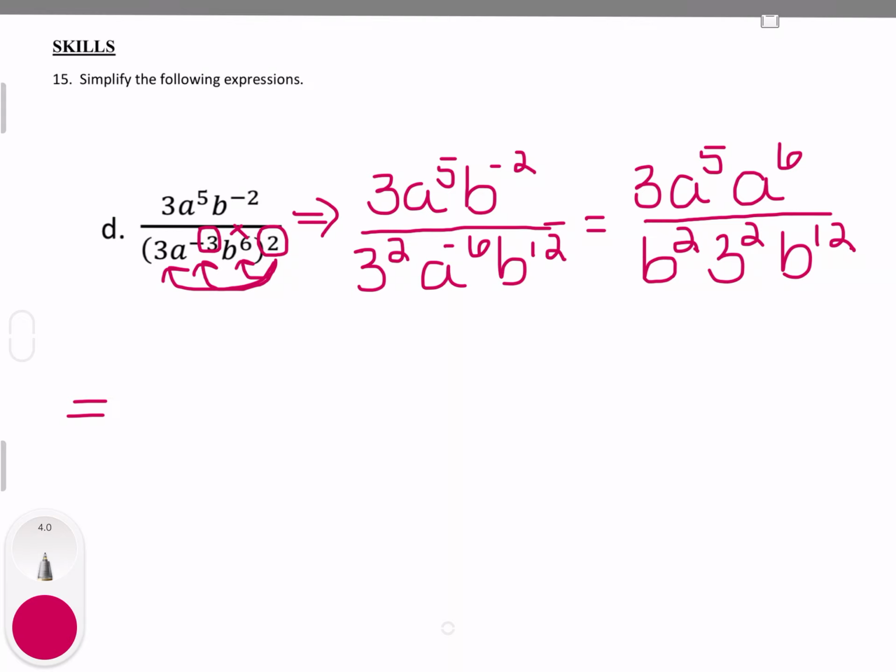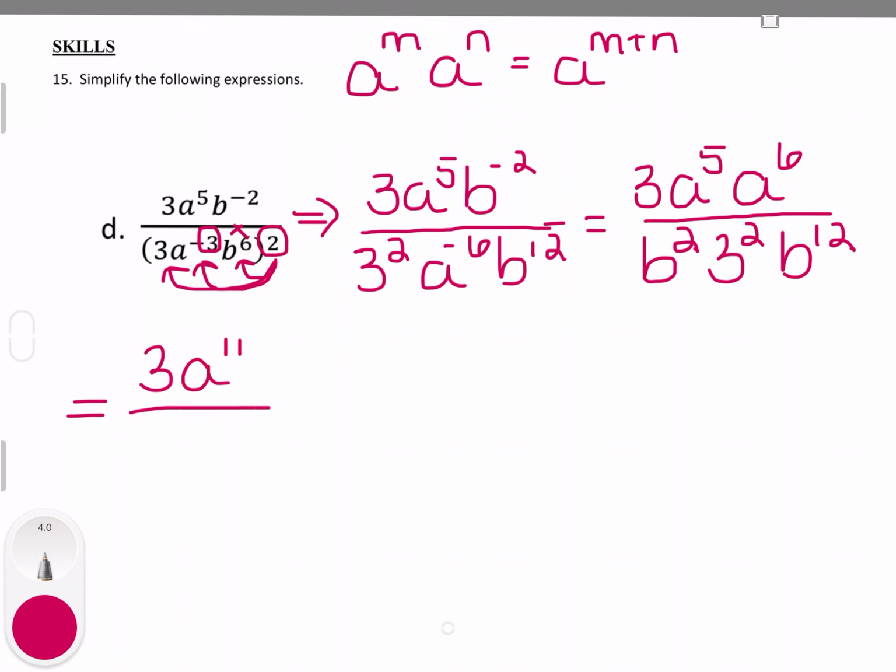and we want to keep simplifying further because remember with our exponent rules, if you have exponents of the same base being multiplied together, you're going to add your exponents together and have just one base instead. So let's start with our numerator. We have 3 and then a to the 11th because we add the 5 and the 6. And then we have 3 squared in the bottom, which we know is 9. And b to the 14th because you add the 2 and the 12.